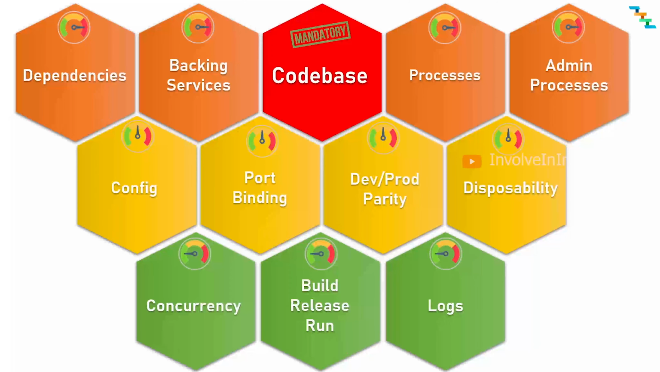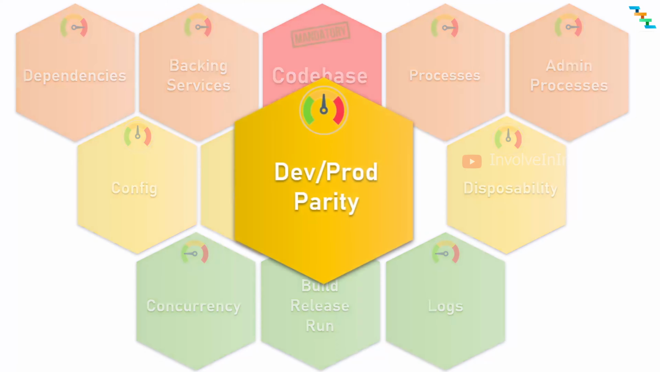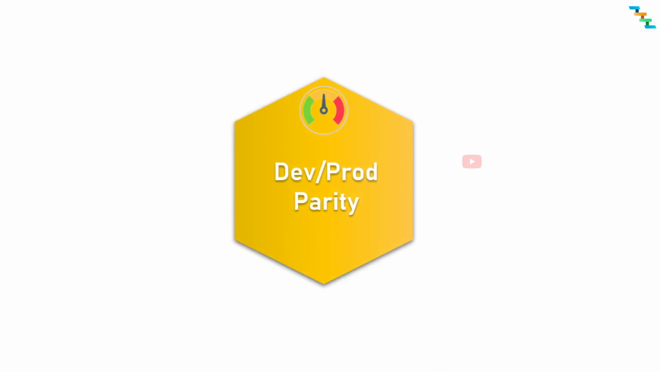In this video, we will see about 12-factor app dev prod parity. The 12-factor application emphasizes on having development, staging and production environment as similar as possible. First, we will see about time to ship a change to the production.